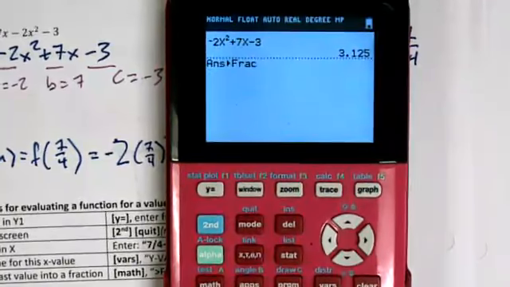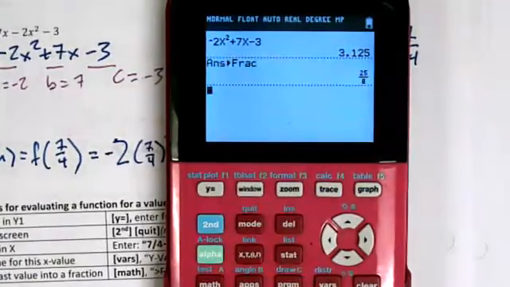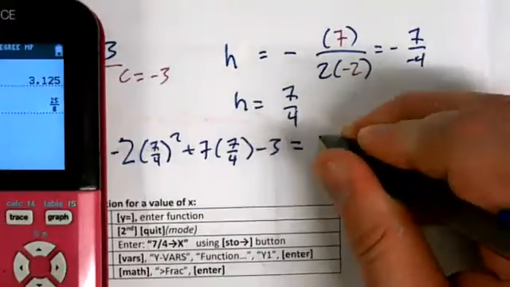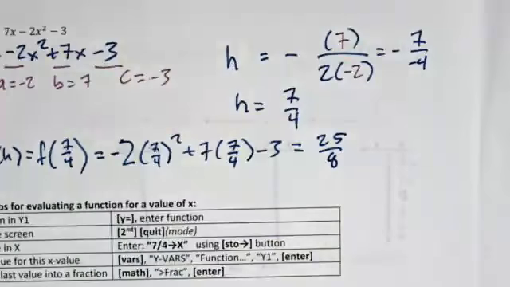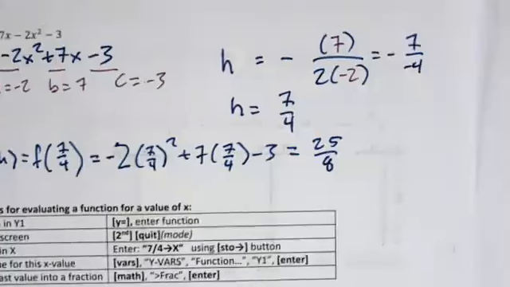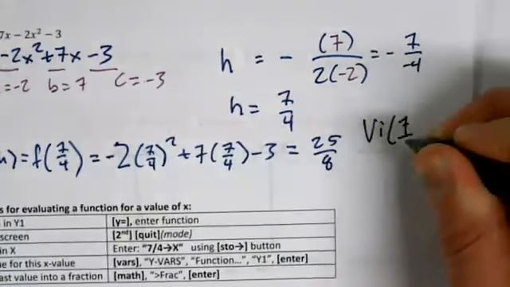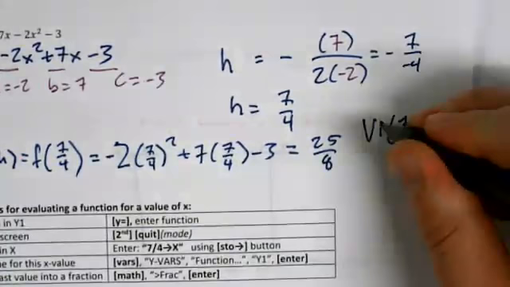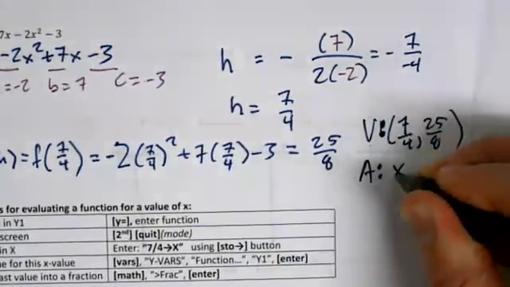So now I'm asking my calculator to turn that previous answer into a fraction. When I hit enter, it'll say 25/8. Okay, so basically we just did this in our calculator and got 25/8. So after all that work, now we finally have our vertex at (7/4, 25/8). And we have our axis at x equals 7/4.